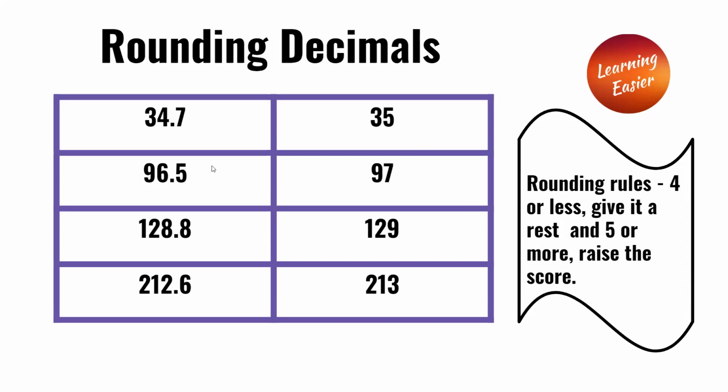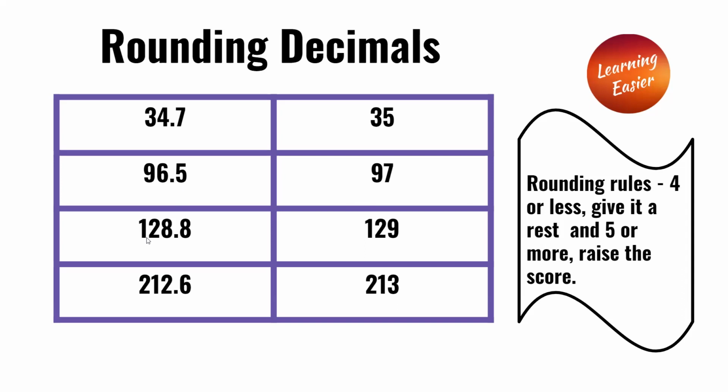Next, we're going to be rounding 96.5. Since we're rounding the 6 in the ones place value, we go to the next number, which is 5, and 5 is part of 5 or more, so we raise the score to 97.